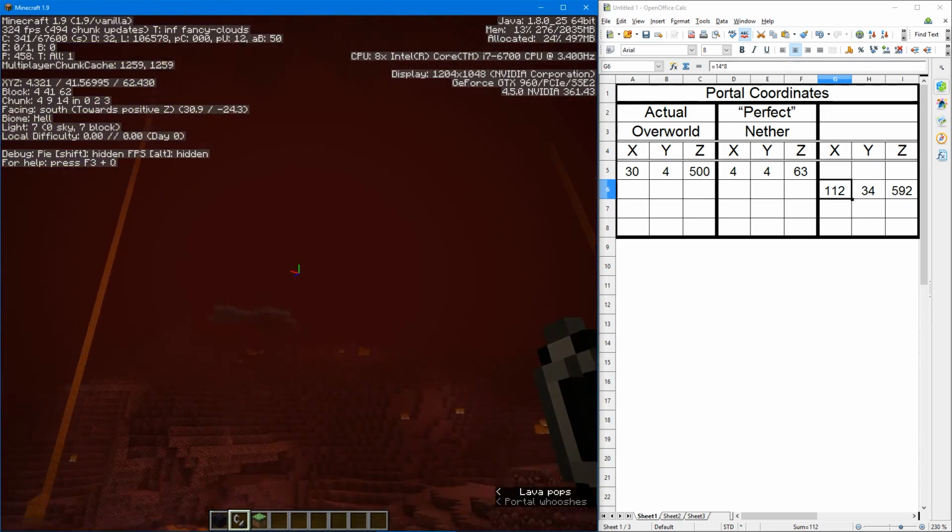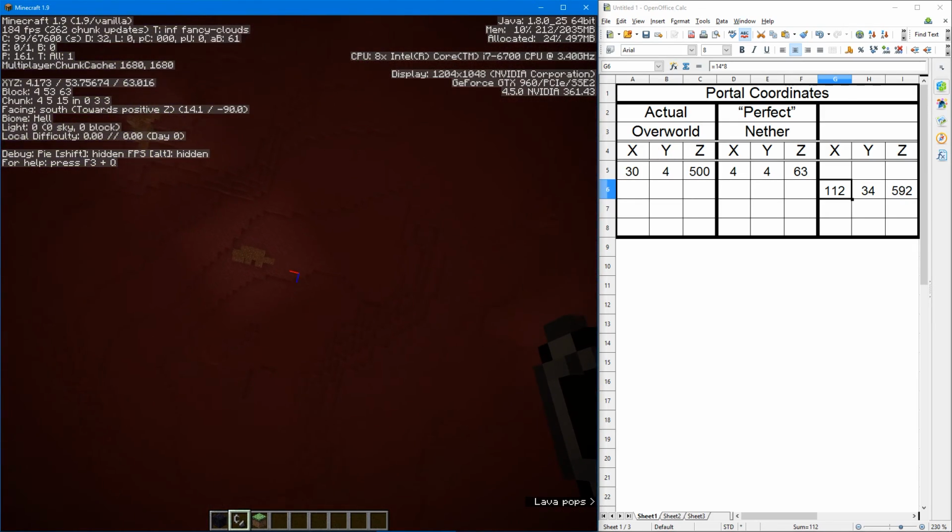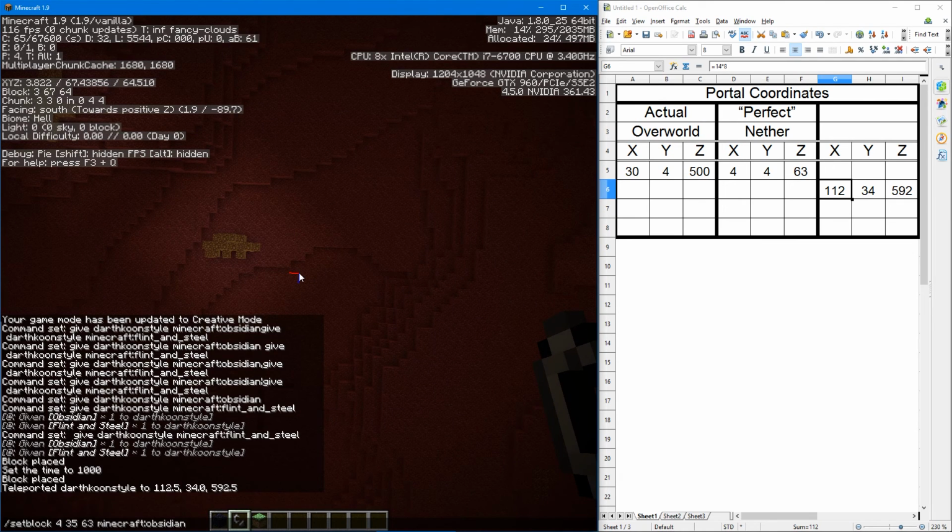However, if I go all the way up, we'll set it to 4, 463 at Y70.